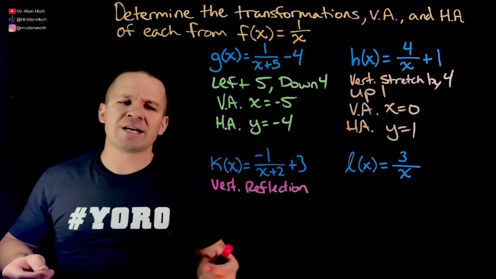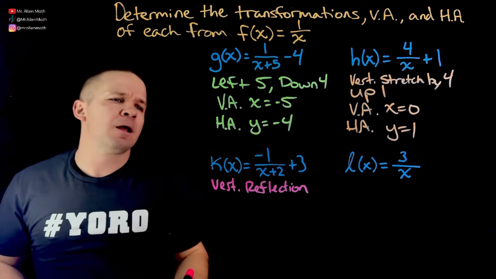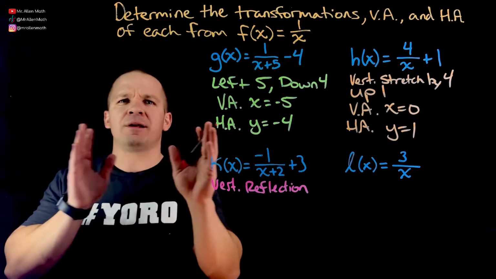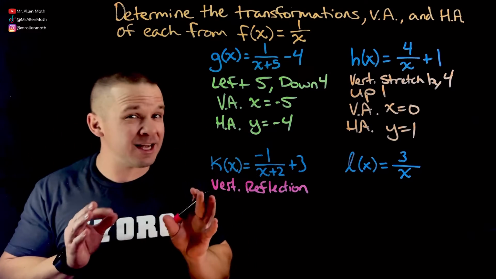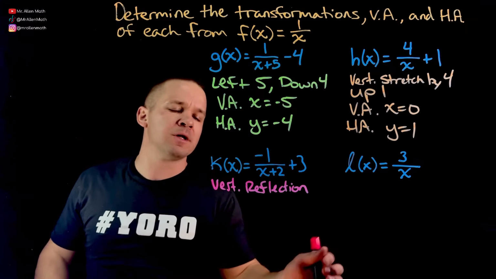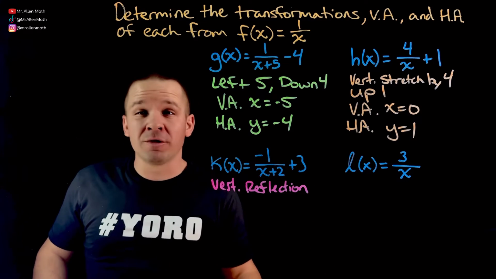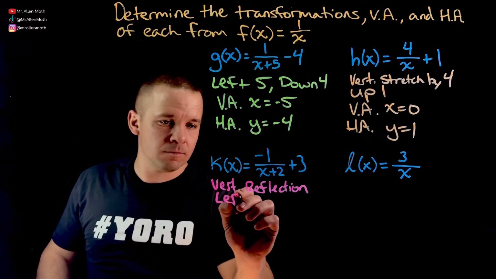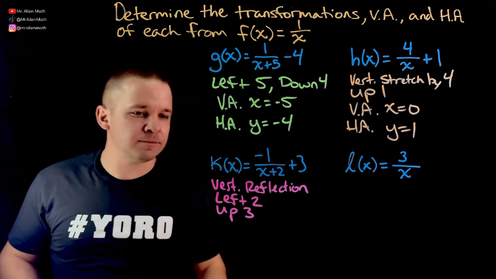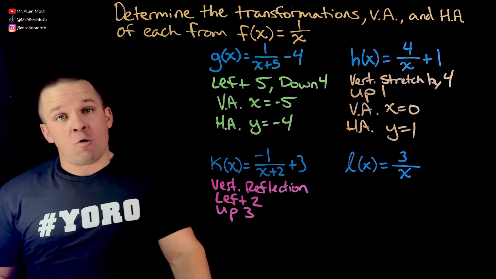Really with these, depending on how you think of them, you can think of it as vertical or horizontal. It can tend to be the same thing, depending on other transformations. But we'll go with vertical reflection here. In the denominator, I'm going to the left 2. And then I'm going up 3.